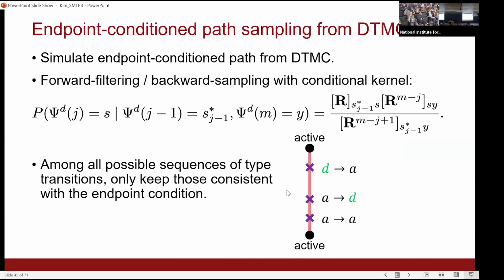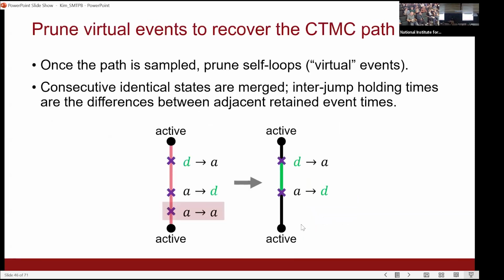And then the only thing we have left is assigning the event type for each event. So we use the standard forward filtering and backward sampling using the conditional transition kernel from the standard HMM discrete time Markov chain literature. So this is an example, and we are going to have the self loop. That's why I call it a virtual event, because if you look at the construction of the discrete time rate, it is guaranteed that at least one diagonal element is 0.